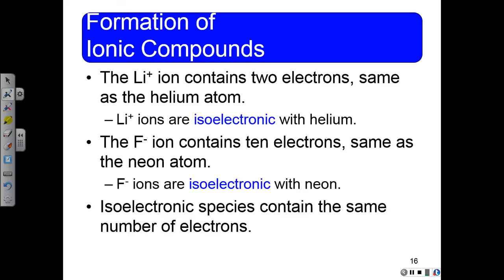Okay, and I've used these terms quite a bit. So lithium ion has 2 electrons and has the same electronic configuration as helium. The whole point was for it to be isoelectronic with helium, and then for fluorine, it becomes fluoride, and it's isoelectronic with neon. So the whole idea here is that it has the same number of electrons as the nearest noble gas because it is stable.